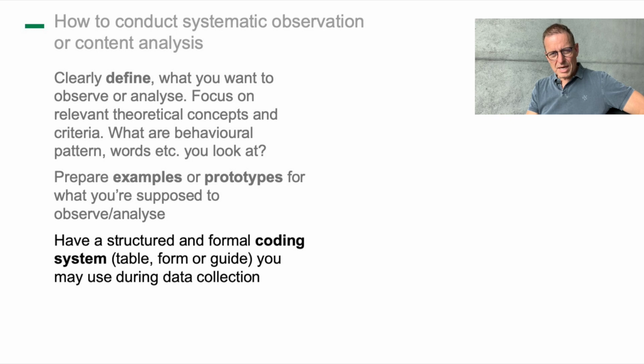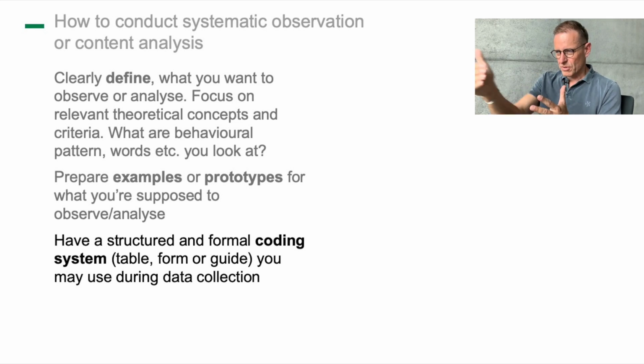prototypes. You must have something, and that's an important term, a coding system or a coding scheme. That's the equivalent to the questionnaire. A coding scheme, a coding system, is something that you have available while you observe the people.